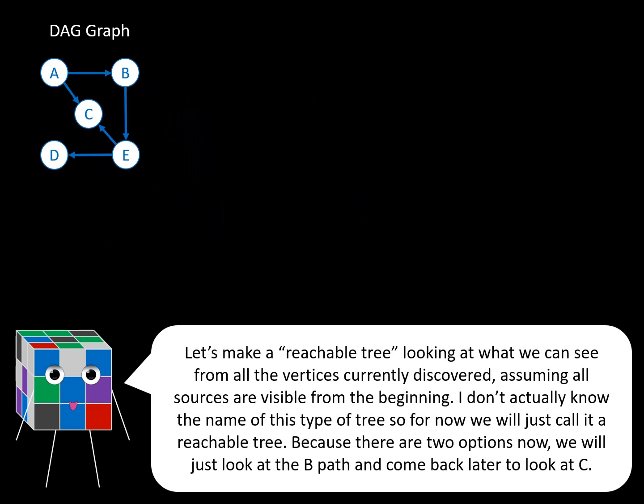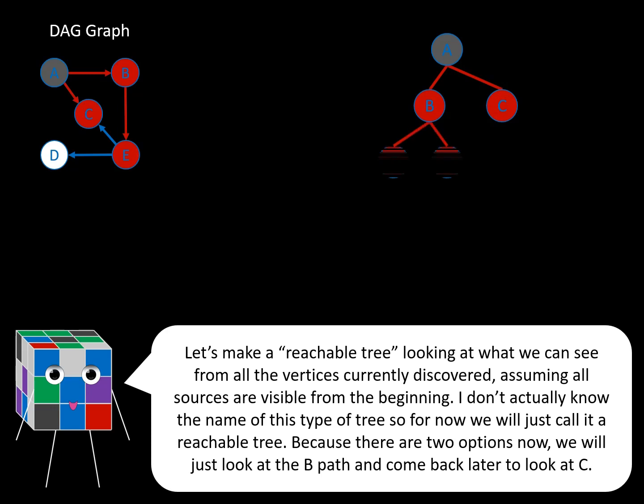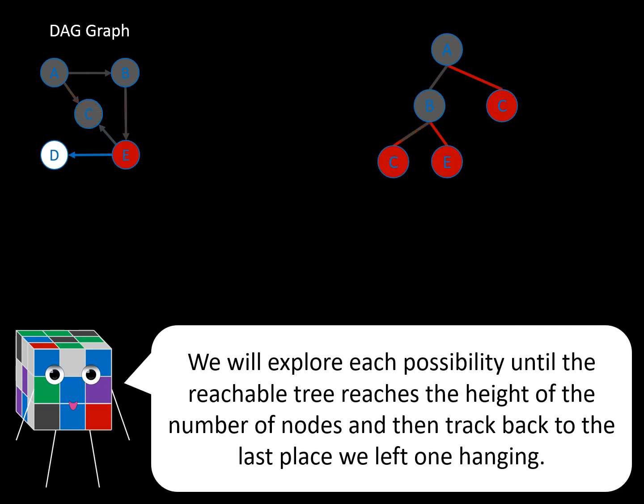Let's make a reachable tree, looking at what we can see from all the vertices currently discovered, assuming all sources are visible from the beginning. I don't actually know the name of this type of tree, so for now we can just call it a reachable tree. Because there are two options now, we will just look at the B path and come back later to look at C. We will explore each possibility until the reachable tree reaches the height of the number of nodes, and then track back to the last place we left one hanging.